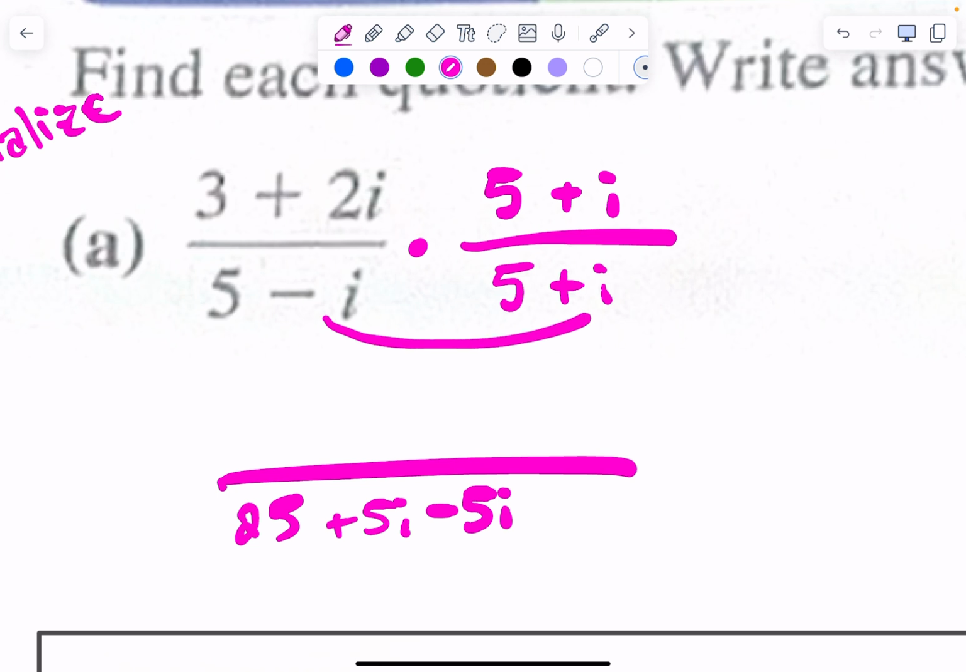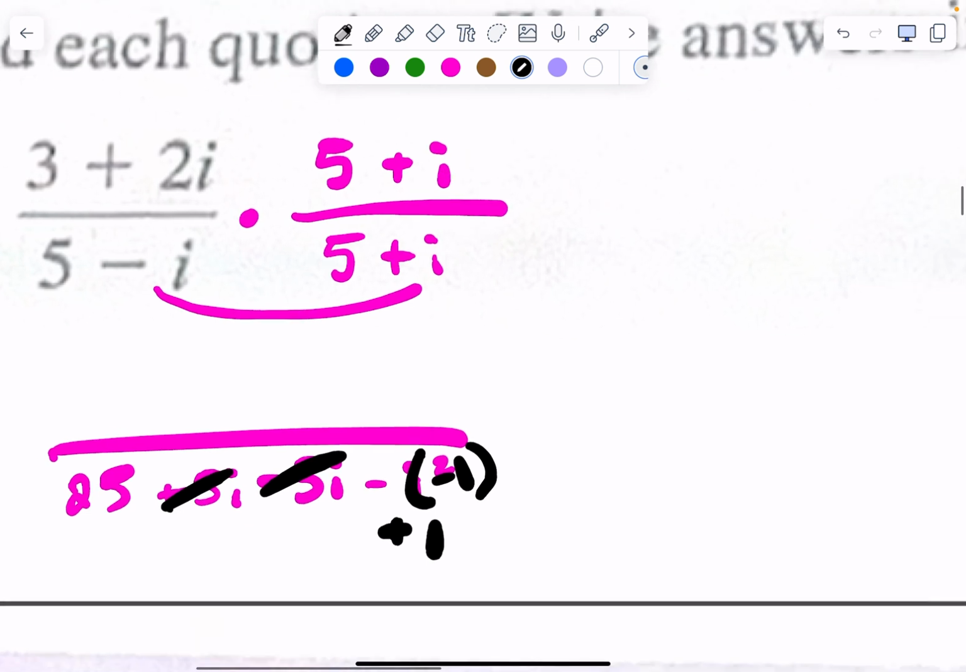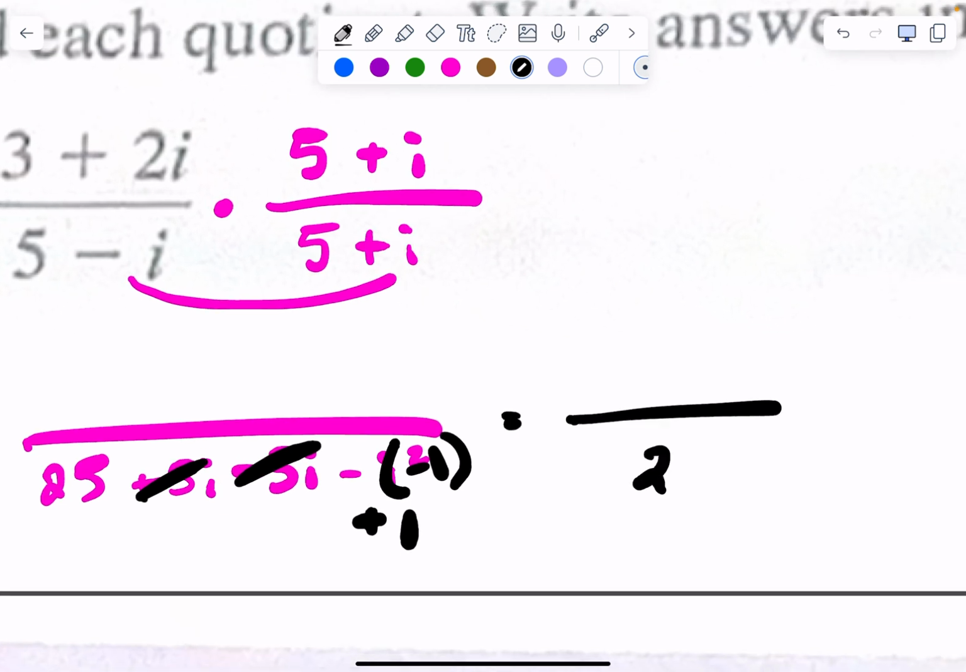What is negative i times positive i? Negative i squared, which is negative of negative 1, and i squared is negative 1, so that'll be plus 1. So 26. So the bottom number is 26. Okay, do we follow that?